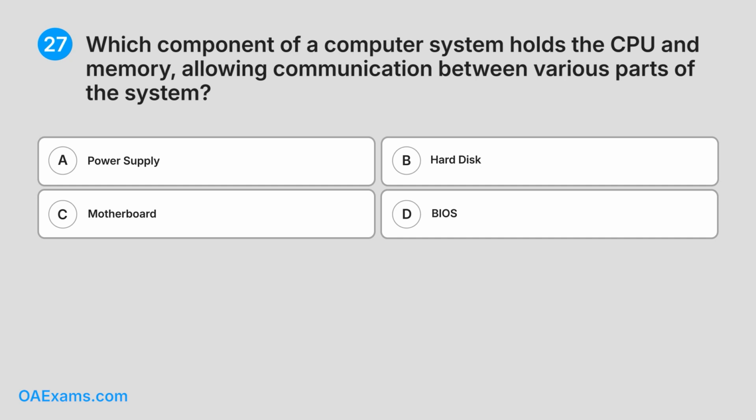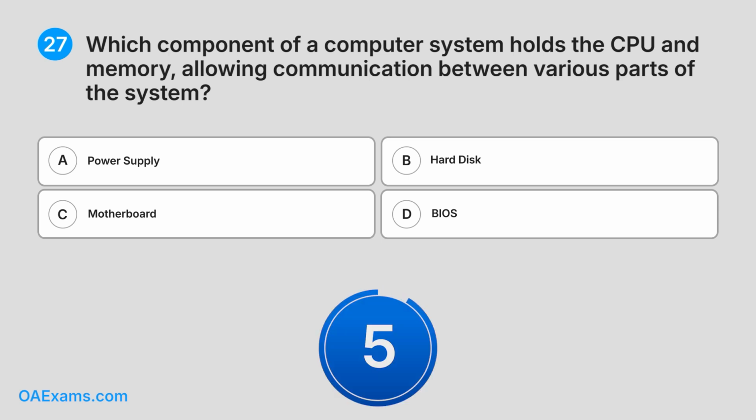27. Which component of a computer system holds the CPU and memory, allowing communication between various parts of the system? A. Power supply. B. Hard disk. C. Motherboard. D. BIOS. Do you know the answer?